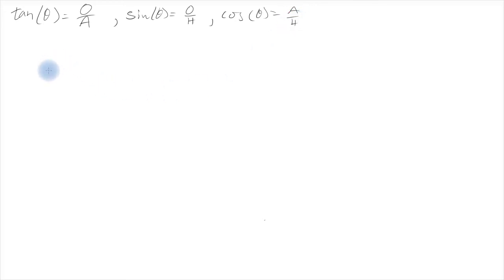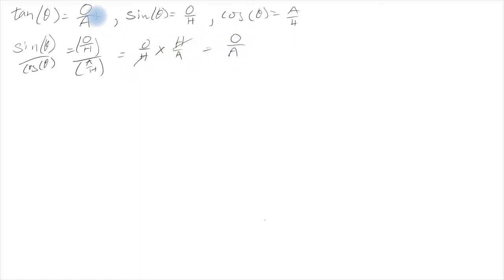So what I'm going to do is try sine divided by cosine. Sine is opposite over hypotenuse, divided by cosine, adjacent over hypotenuse. Hopefully you remember our flip and multiply technique, the method for dividing by fractions. So we've got opposite over hypotenuse multiplied by hypotenuse over adjacent. Here our hypotenuses cancel out and we're left with opposite over adjacent, which is tan.